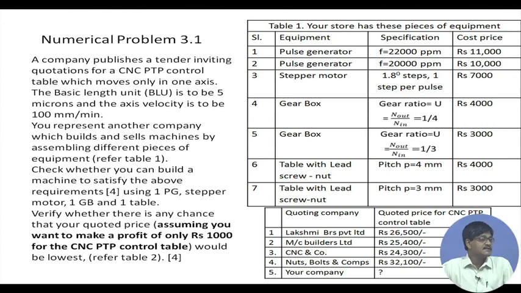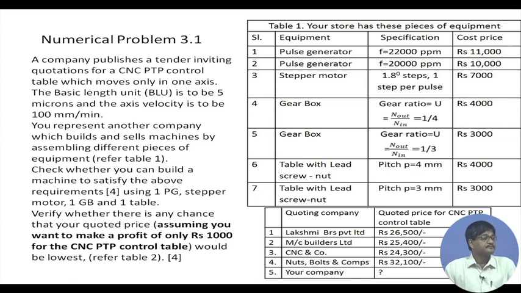That is fine. The basic length unit is to be 5 microns and the axis velocity is to be 100 millimeters per minute. You represent another company which builds and sells machines by assembling different pieces of equipment. And where are these equipment available? You can refer to table 1 and it will show you the equipment which is available with you. Check whether you can build a machine to satisfy the above requirements using one pulse generator, one stepper motor, one gearbox and one table.